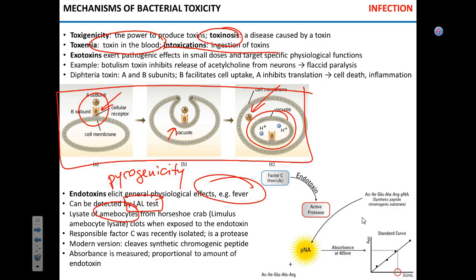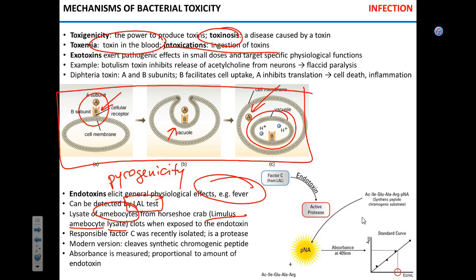They form a clot. So that feature was used in the initial development of the LAL test. LAL stands for Limulus amoebocyte lysate. Limulus is the genus name for horseshoe crab. Okay?